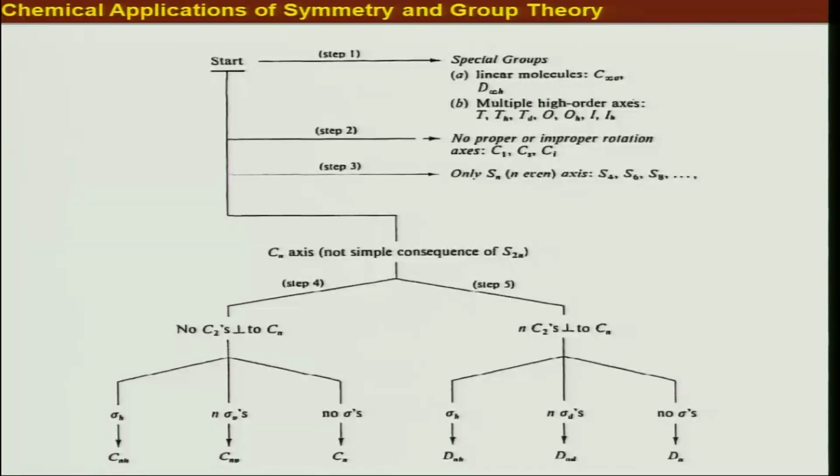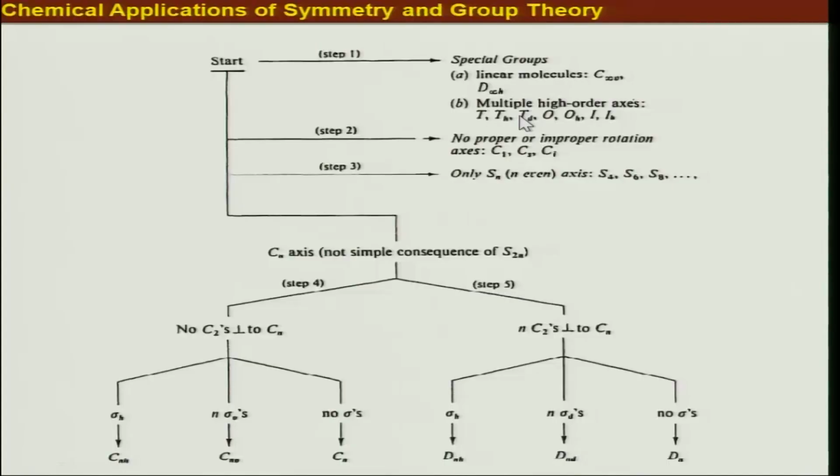There are certain molecules like this. For example, take methane. Methane has 4 C-H bonds, and along each C-H bond you have one C3. So ultimately you have 4 C3s for the CH4 molecule, and CH4 has a tetrahedral structure, and the point group is a tetrahedral point group, known as Td. Many of you have come across this term Td, but probably you didn't realize what that Td means.